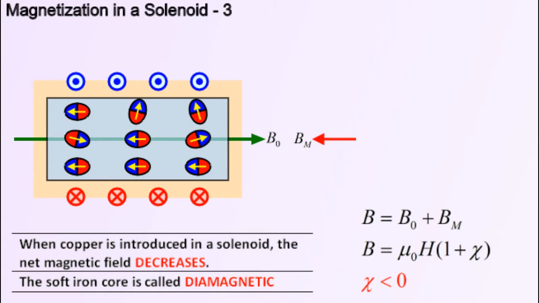Now, if we replace the material inside with copper, we find that the dipole moments align in the direction opposite to the magnetic field of the solenoid. So we start out with a solenoid of field B0, and after inserting the piece of copper, we get an additional magnetic field, but in the opposite direction to B0. So the total magnetic field decreases. In this case, chi is negative. Copper is called a diamagnetic material, and we will see that in more detail in the lessons to come.